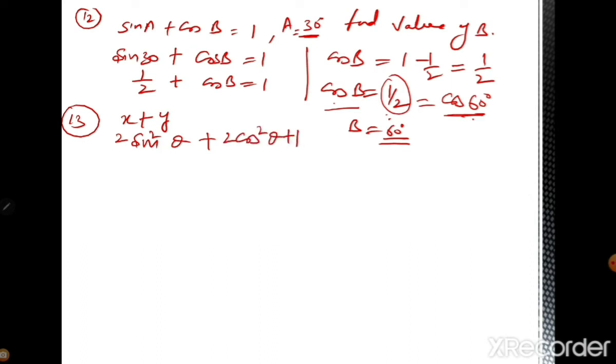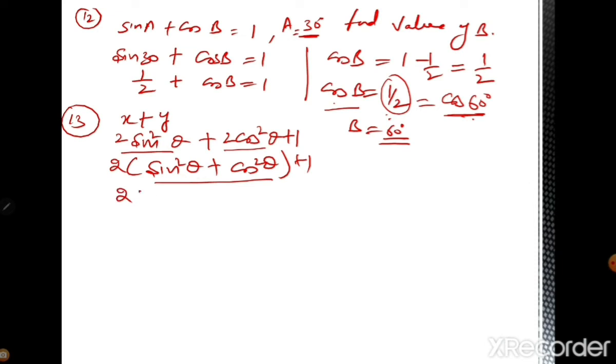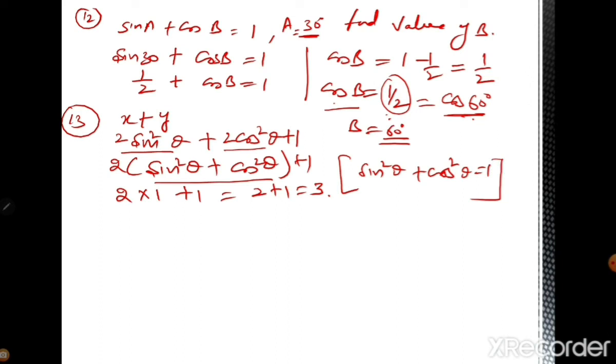So we'll add it. This is 2 sine square, this is 2 cos square. We'll take 2 common. So 2 times sine square theta plus cos square theta, plus 1. And this is an identity. We know that sine square theta plus cos square theta is 1. So 2 into 1 plus 1, that is 2 plus 1, that is 3. Got it? You have to remember this identity: sine square theta plus cos square theta is 1. You can substitute the value directly if you know the identity.